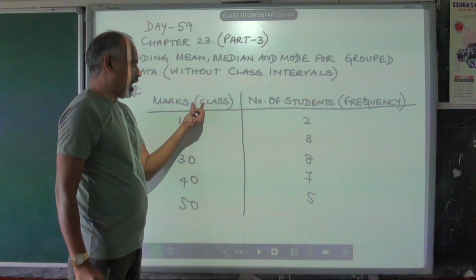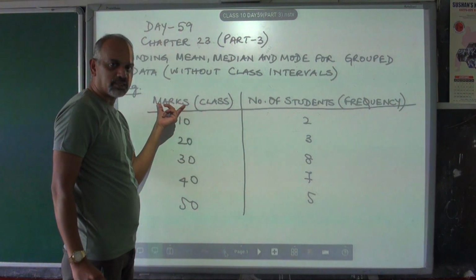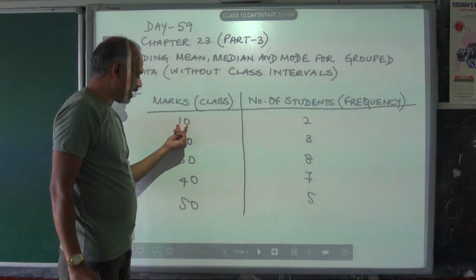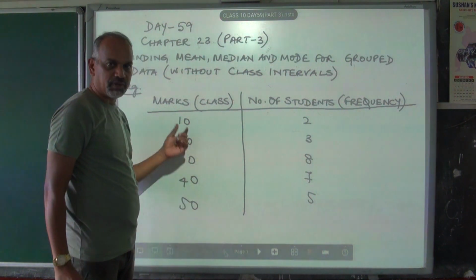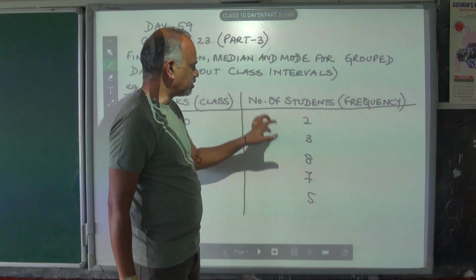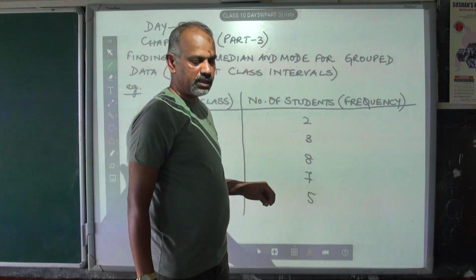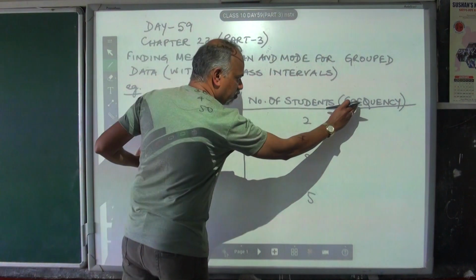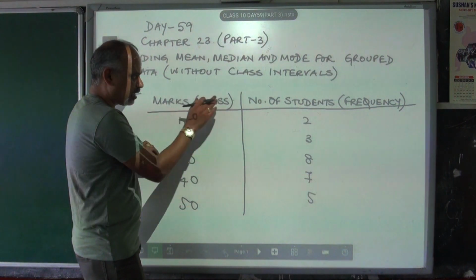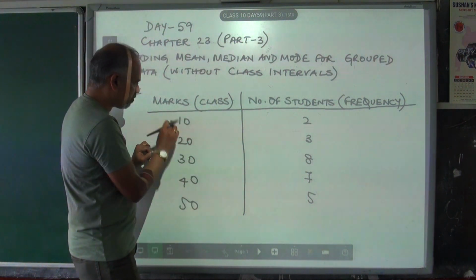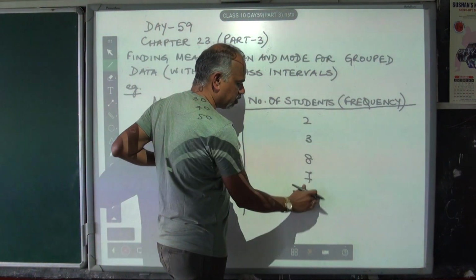So the first column, actually they are called class. In our case, I have considered they are marks of students. The marks are 10, 20, 30, 40, 50. The second column represents how many got 10, 20, 30, 40, 50 marks, that's the number of students who scored these marks. That is called frequency. So you have class and frequency. Generally we are given class and frequency without mention of what exactly they are. In our case, the first column represents marks of the students and the second column the number of students who secured those marks.